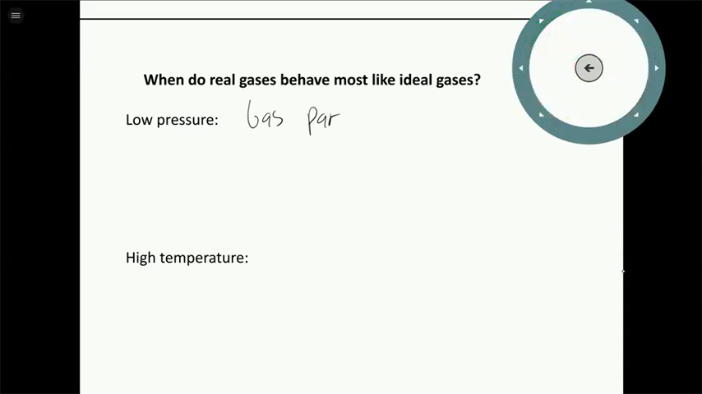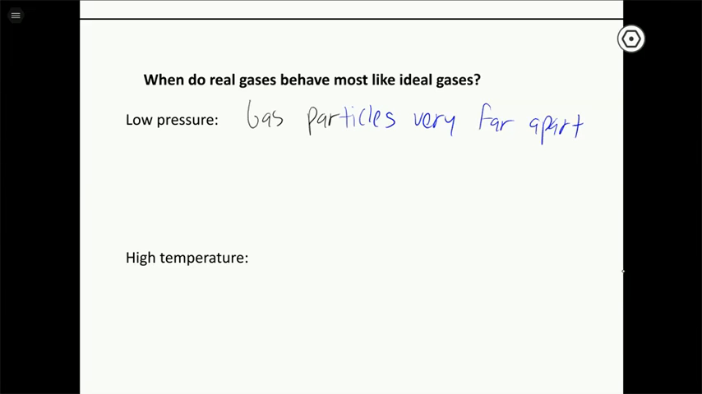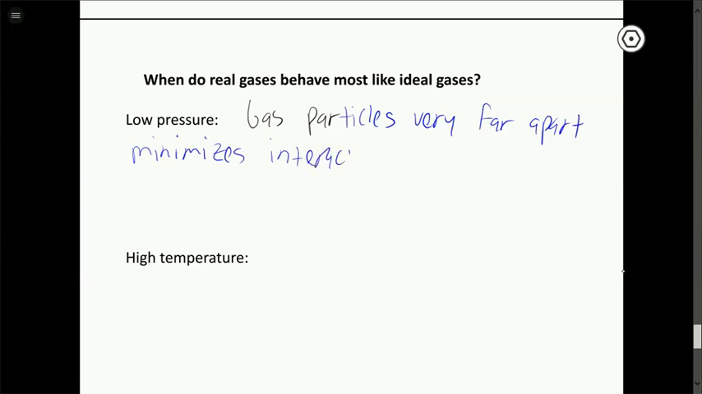At low pressure, the gas particles are very far apart. So if we want the ideal gas law to work, we need the gas particles to not be interacting with each other. So if the pressure is really low, they're really far apart from each other and they don't even interact at all. So this low pressure situation minimizes interactions between the gas particles. So that's one of the key conditions for ideal gas behavior, is that there's no interactions between the particles. So at low pressures, that's going to be more true.